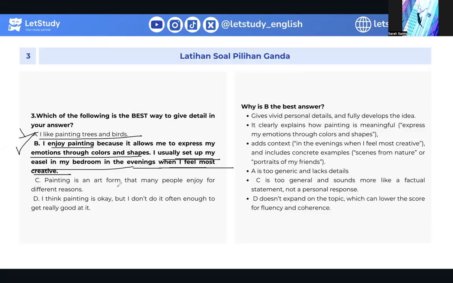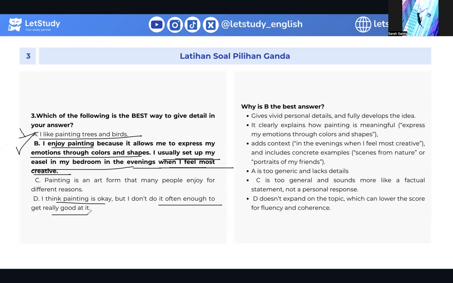Untuk C, "Painting is an art form that many people enjoy for different reasons." Again, C is too general and not specific enough. D, "I think painting is okay, but I don't do it often enough to get really good at it." Nah, sebenarnya D itu juga gak apa-apa. Tapi harus ada follow up. Like, "I think painting is okay, but I don't really do it enough to get really good at it. So instead of painting, I like to do this."